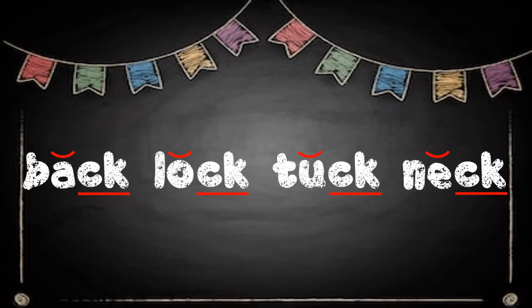So let's go back to our words up on the board. We're not finished coding these words yet. What do we still need to do? We need to finish crossing out our silent C in our digraph.